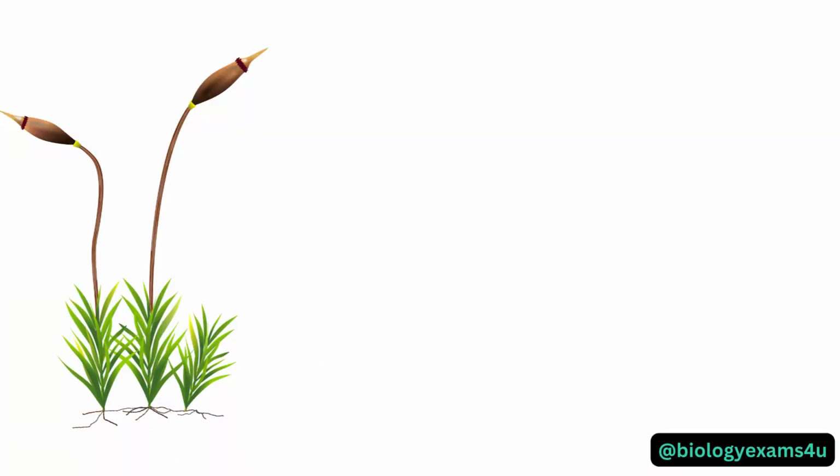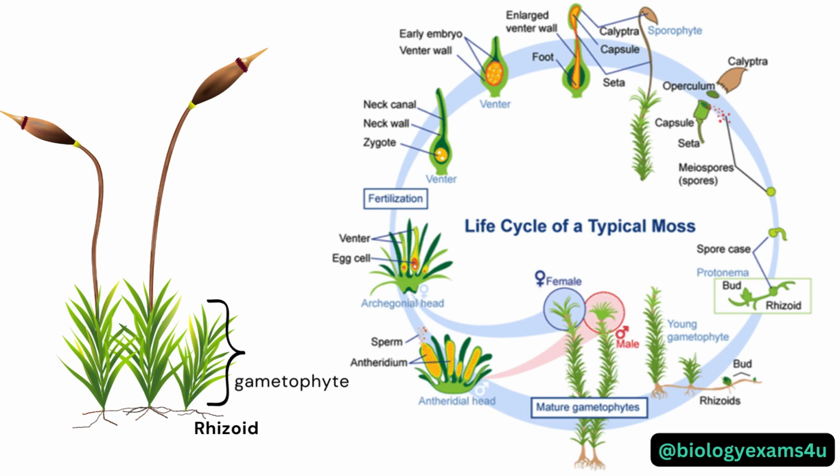Let's take the life cycle of moss to understand the characteristics of bryophytes. This is one of the most advanced types of bryophyte. As you see, this moss has a leafy gametophyte with root-like structures, which are called rhizoids. There are male gametophytes and female gametophytes. The haploid gametophytic phase is dominant.